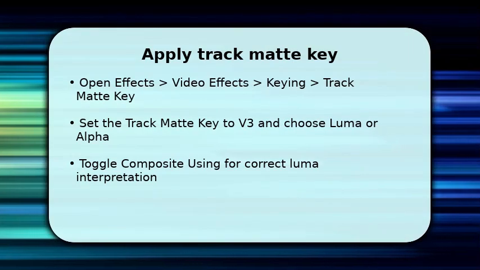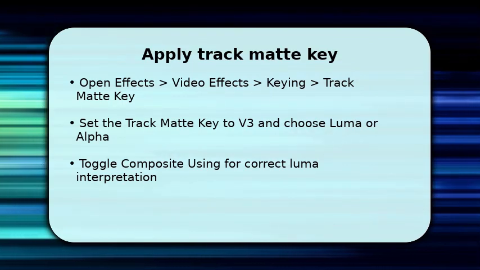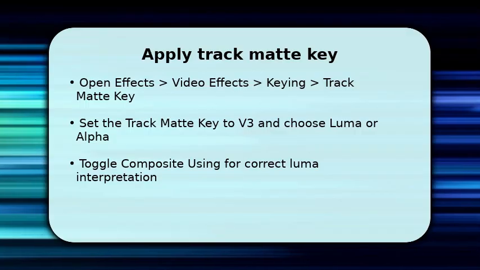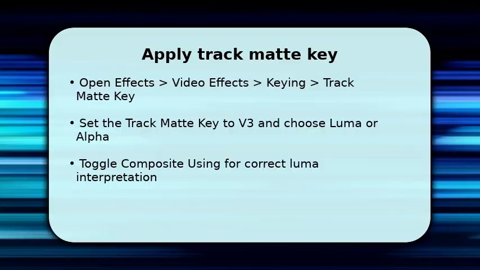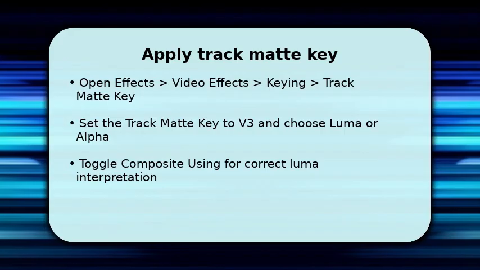Next, apply the track matte key effect to your footage on V2. In the effect controls, set the matte to V3 and switch the composite using option to Luma for grayscale mattes or Alpha for alpha channels. Once selected, tweak the invert checkbox if the transparency is reversed. This flips which values become visible. Make sure to scrub and use the program monitor to watch how highlights reveal and shadows mask. Adjusting this early avoids complex corrections later.